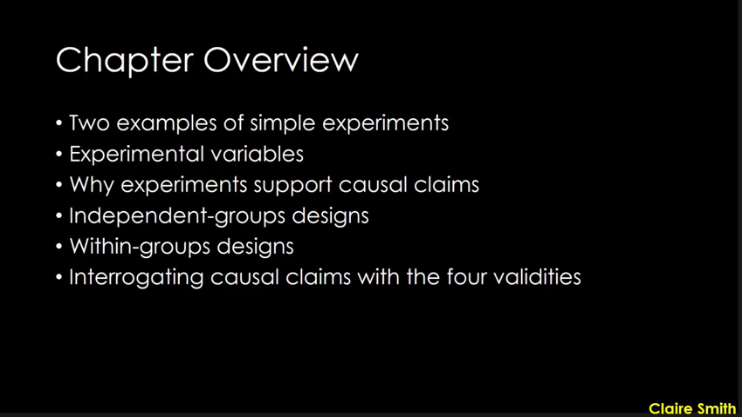But anyway, we're going to have 2 examples, talk about different experimental variables, how experiments can support causal claims. So we're going to go back to those 3 causal criteria that we've talked about like 20 times already, but we're going to talk about them again. Independent group designs, within group designs, and then interrogating causal claims with the 4 validities, which again, all of the validity stuff should be a review by now. And hopefully by the end of this, you guys have all of that down pretty good.